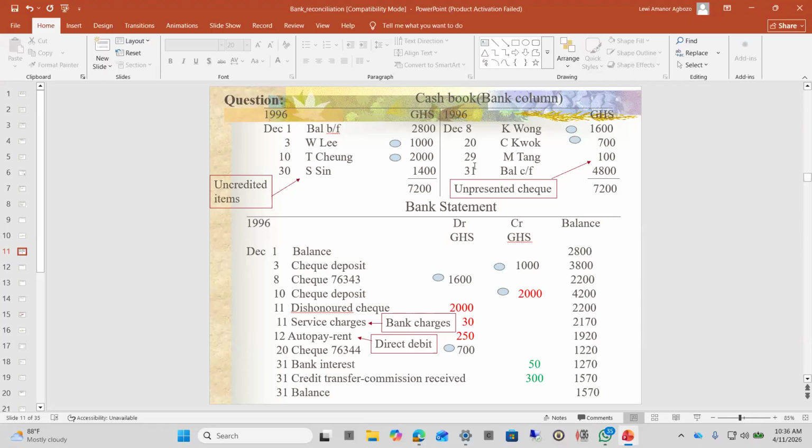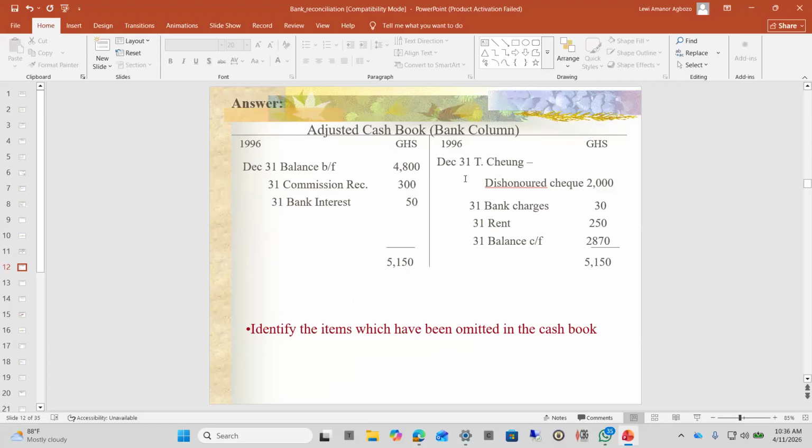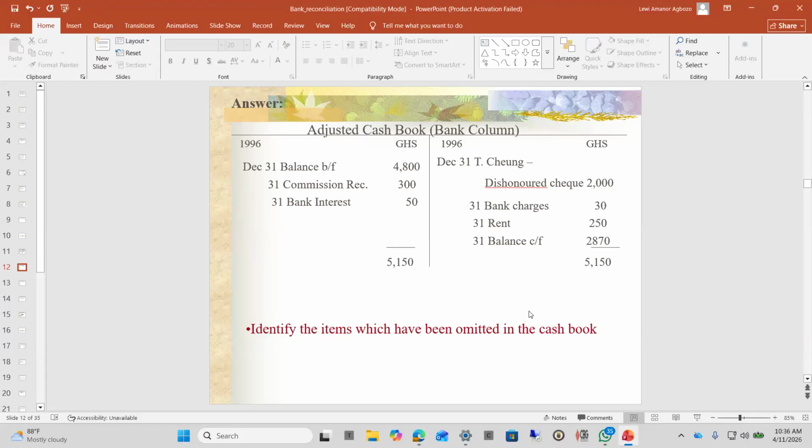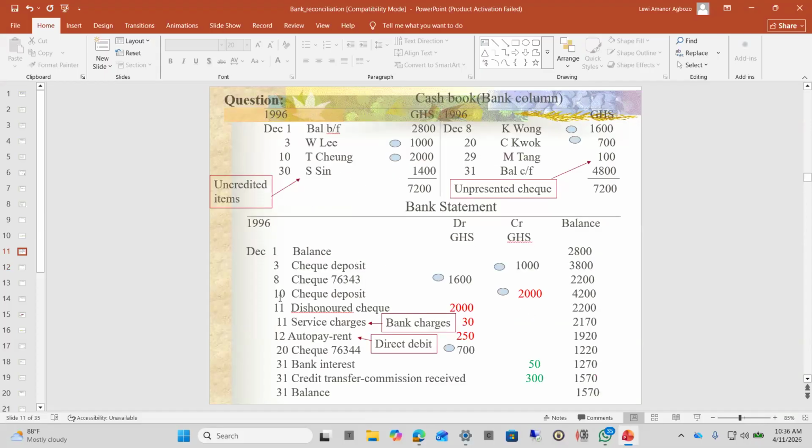Please, it means we'll go back to our cash book and then credit ourselves. Very good. So we come to our cash book and then we credit ourselves with the bank charge of 30 cedis. Is that okay? Is there someone who did not understand why we have to credit the bank charge? Have you all understood why we have to credit the bank charge to the adjusted cash book? So we can continue.